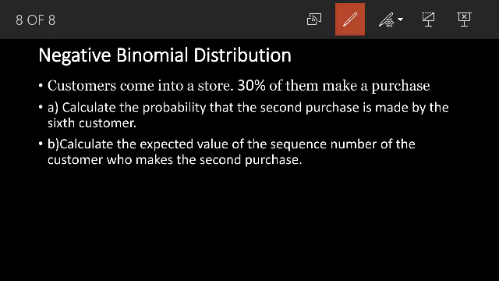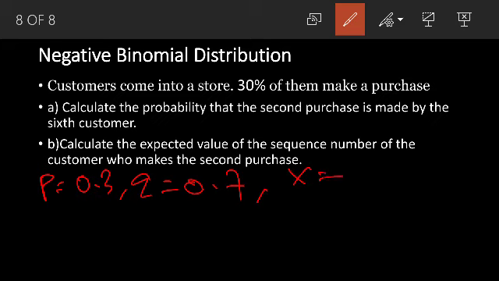Now we see another question here. Customers came into a store, 30% of them make a purchase. So A, calculate the probability that the second purchase is made by the 6th customer. In this case, it is also a case of negative binomial distribution. Our probability of success is 0.3, that means the probability of customers that make a purchase is 0.3. That means your q is definitely 0.7. Okay, so your x here is 6 and your r here is 2.